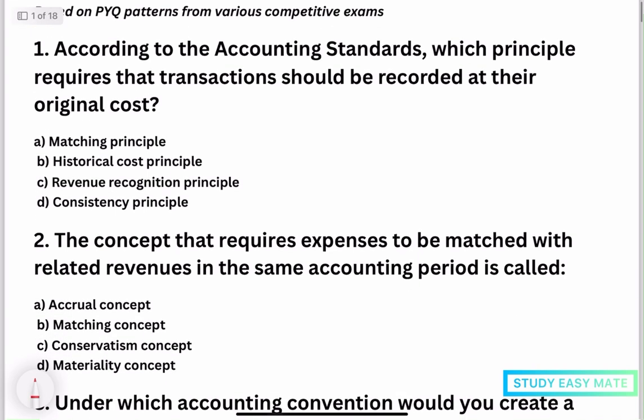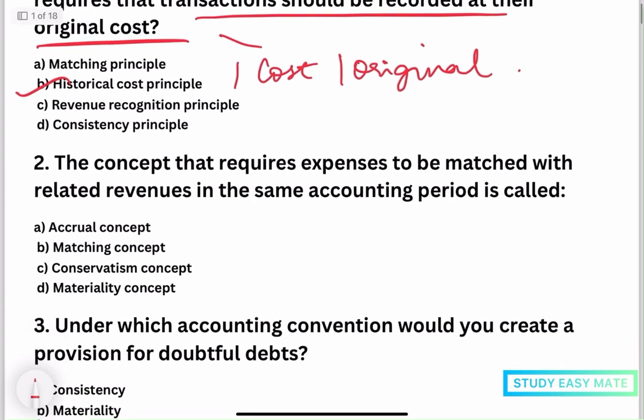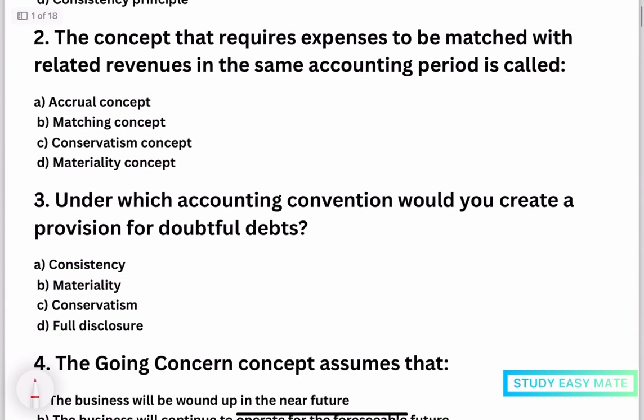For the first question, according to the accounting standards, which principle requires a transaction should be recorded at the original cost? So we all know that if original cost is involved, it is always historical cost principle. It is because it is also called as cost principle or original cost principle. We know the other names, right? So let's move on to the next question.